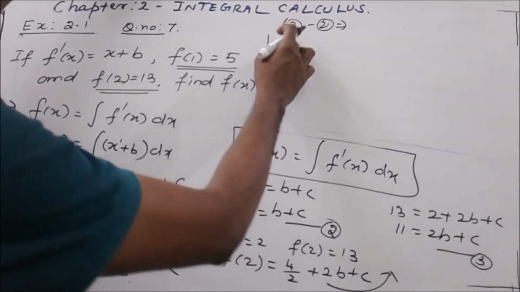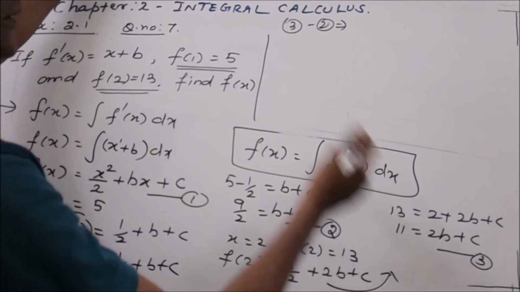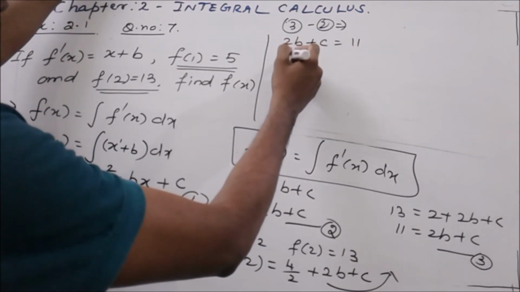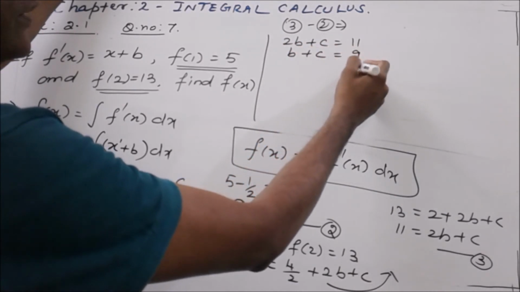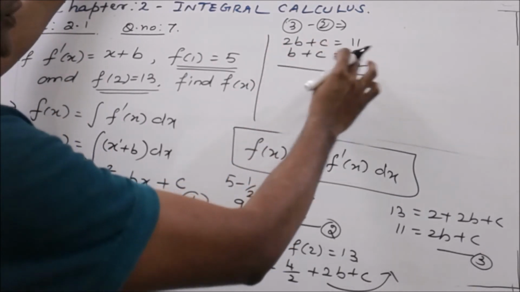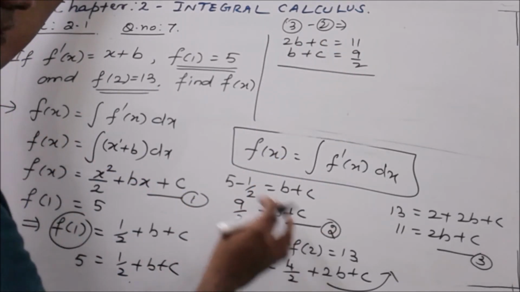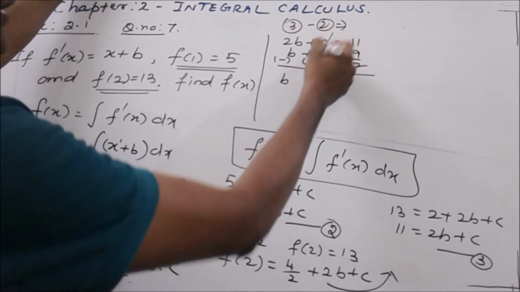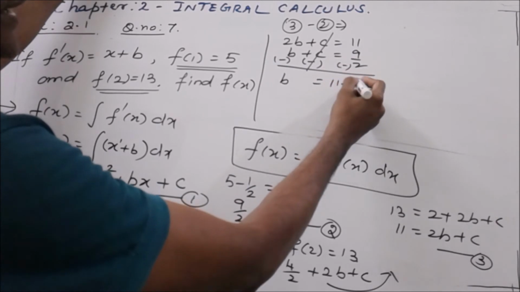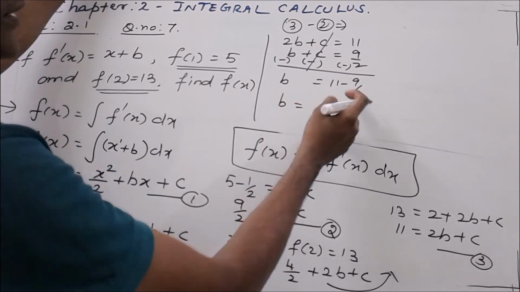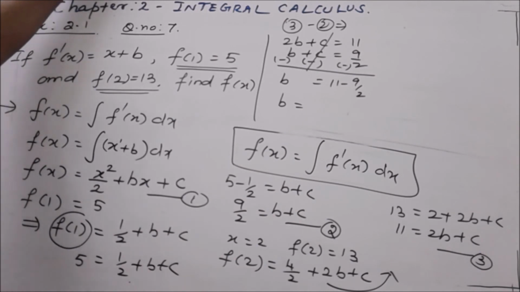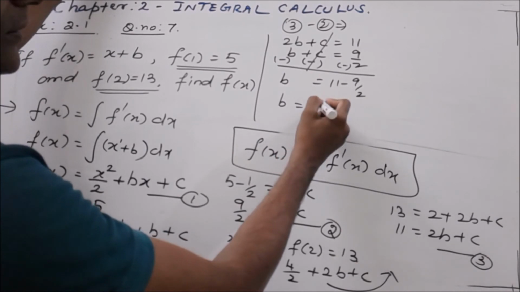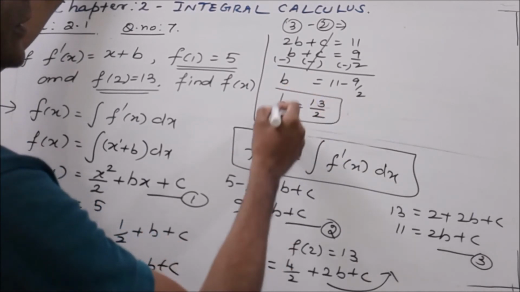Now equation 3 minus equation 2. Equation 3 is 2b plus c equal to 11 and equation 2 is b plus c equal to 9 by 2. Subtracting, the c terms get cancelled, so b equals 11 minus 9 by 2. Now b equals 22 minus 9 by 2, that is 13 by 2. So b equals 13 by 2.